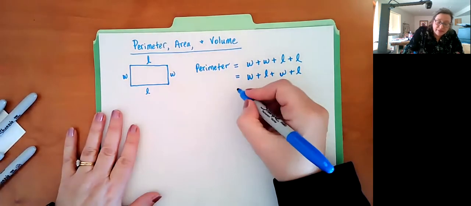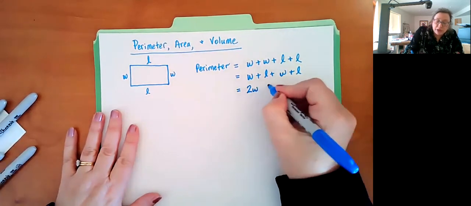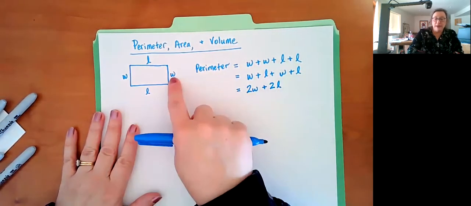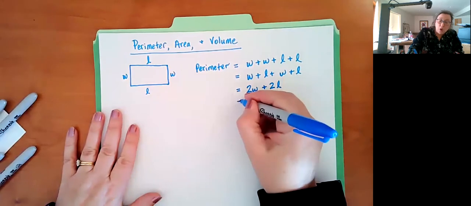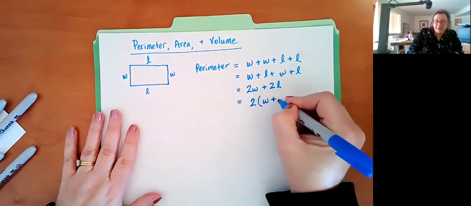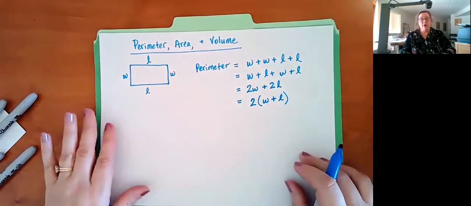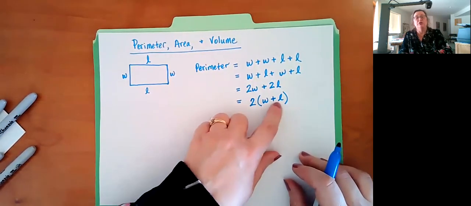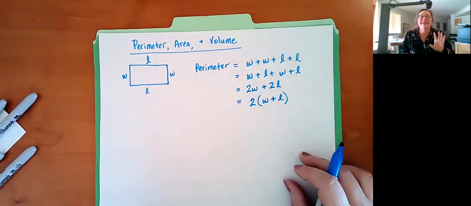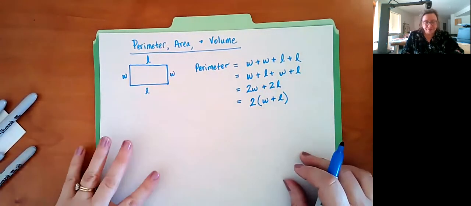Sometimes people write it like this: 2W plus 2L, 2 times the width plus 2 times the length. Or sometimes when they're really feeling crazy, they'll write this equation, which is 2 times your width plus your length. All of these are going to give you the exact same answer.